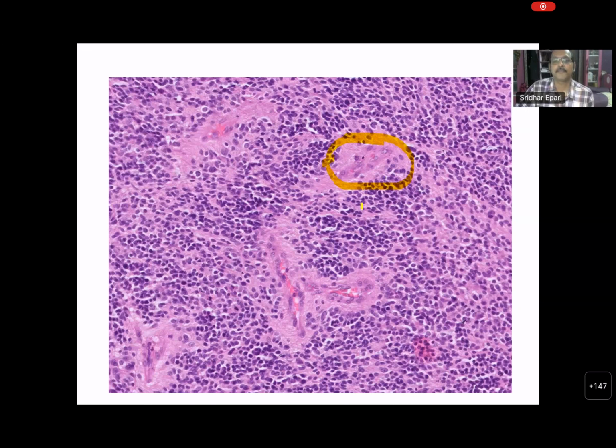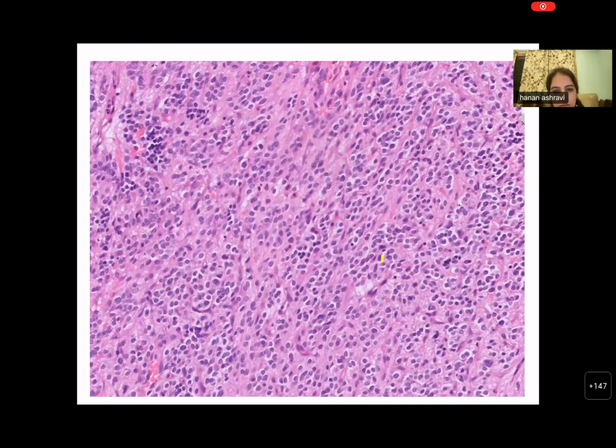Yes, sir. So at this point, what's your impression? Highly cellular tumor with monomorphic cells forming pseudo-rosettes around blood vessels, and there's a branching thin-walled blood vessel with plump endothelial cells. Yeah, then? Is there anything in this area, in this portion of the slide? I'm marking it. Is there anything which you want to highlight in this?